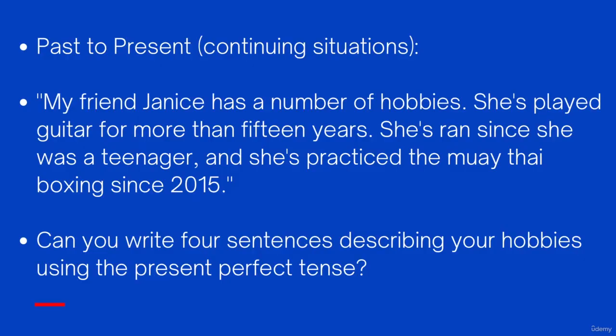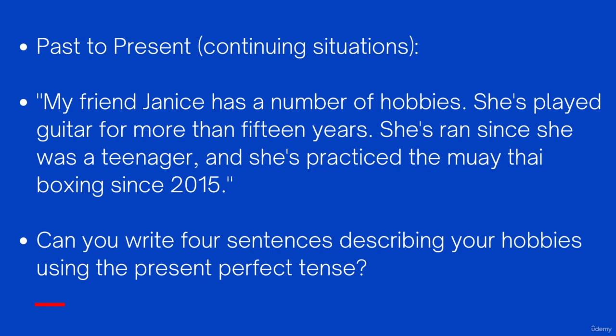My friend Janice has a number of hobbies. She's played guitar for more than 15 years. She's run since she was a teenager. And she's practiced the Muay Thai boxing since 2015. Can you write 4 sentences describing your hobbies using the present perfect tense? Pause the video and do that now.